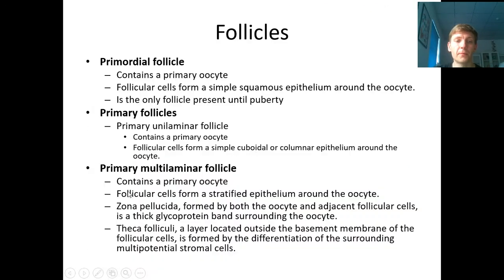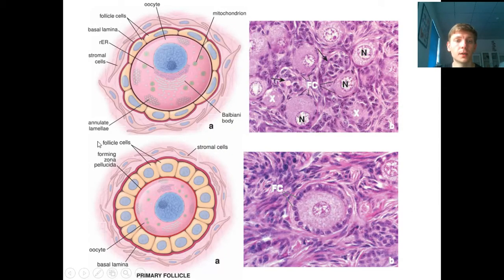And then, here it is. You see in primordial follicles, a simple squamous epithelium is present around. The zona pellucida is absent now, and this is the primary oocyte. Okay, annulate lamellae, it doesn't matter for us, mitochondria, and these are the follicular cells.